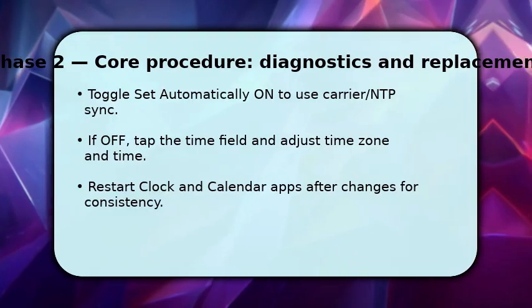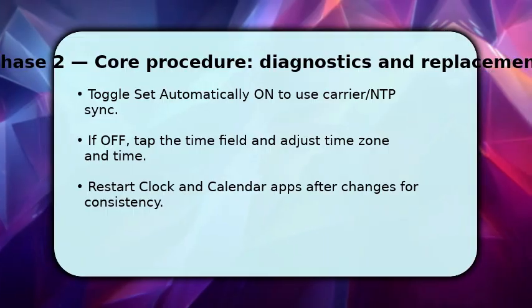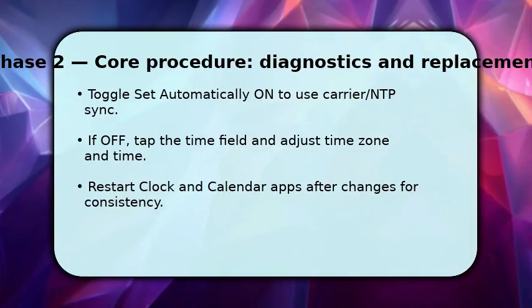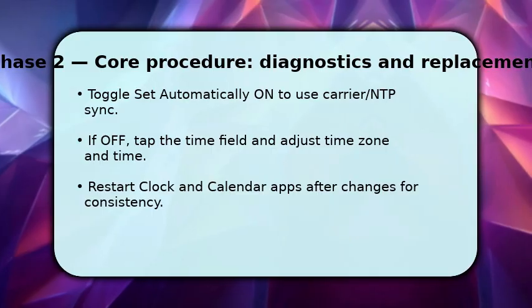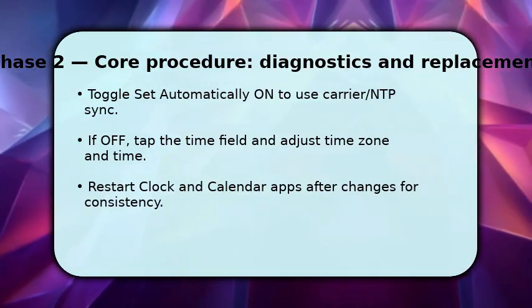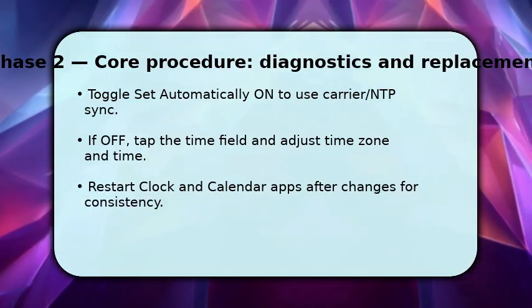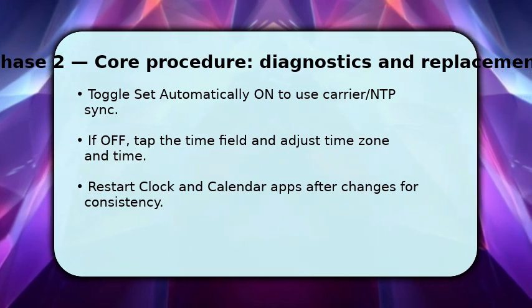If you turn Set Automatically off, you must tap the time or time zone field and enter the correct zone and precise time manually, which is useful when testing or using isolated networks. Once you change either setting, close and reopen Clock and Calendar to force the apps to refresh system time displays. Finish by verifying the displayed time in Settings and on the lock screen.